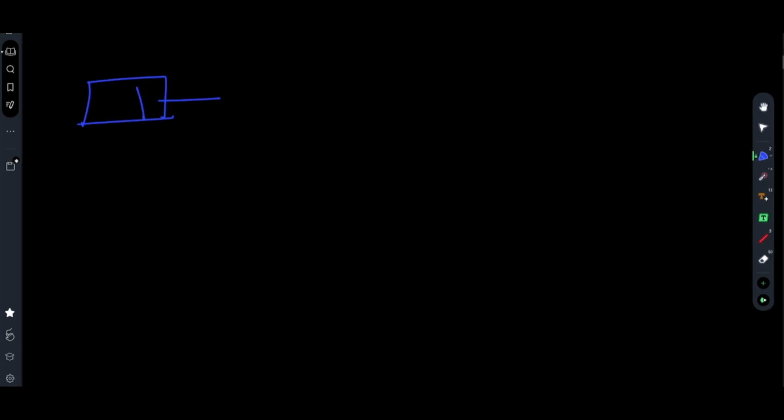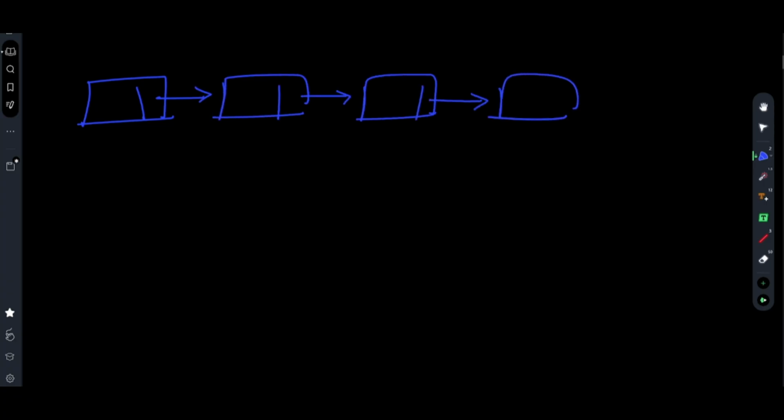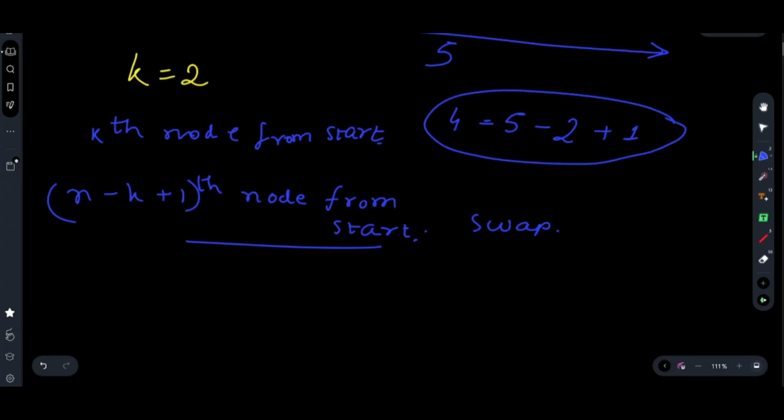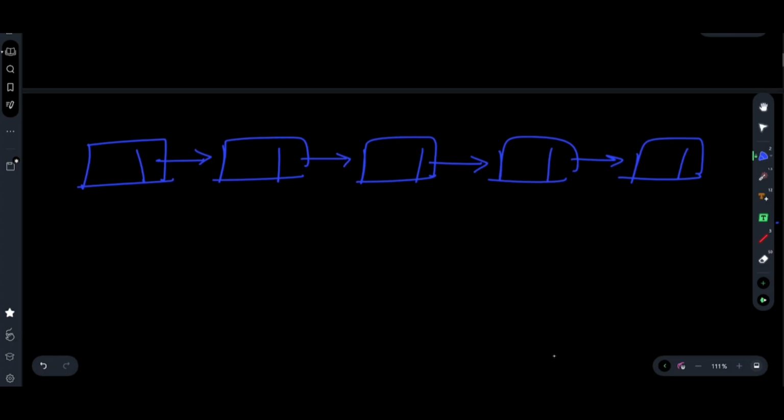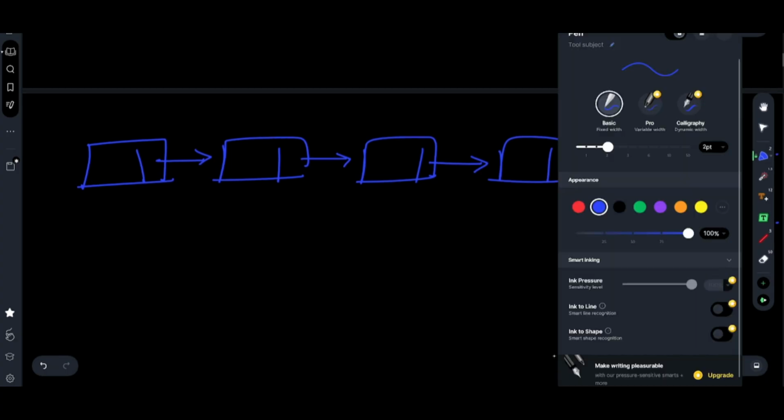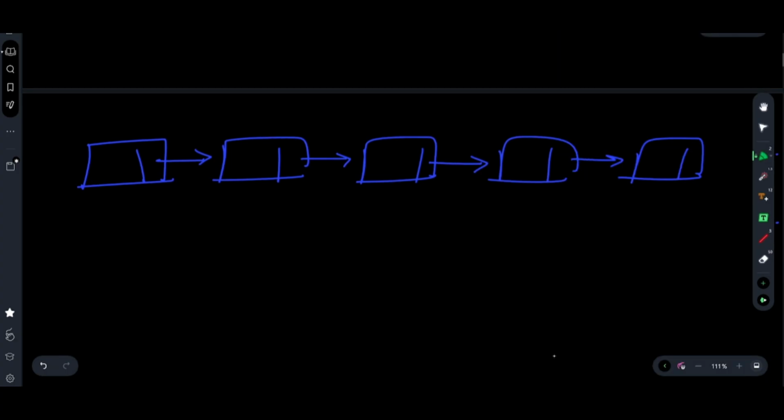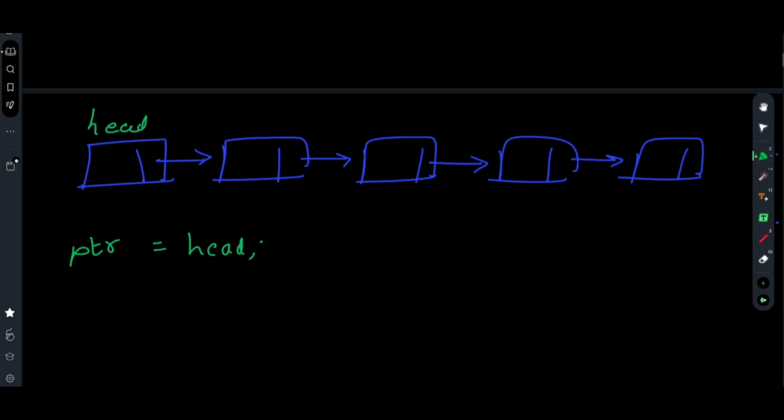The first thing that you will do is simply find out the length of this particular linked list, because you do not know the length. So we will keep a pointer, ptr equals head, and we will move the pointer. We will keep a counter equals 0.